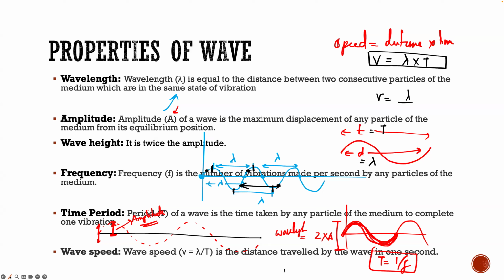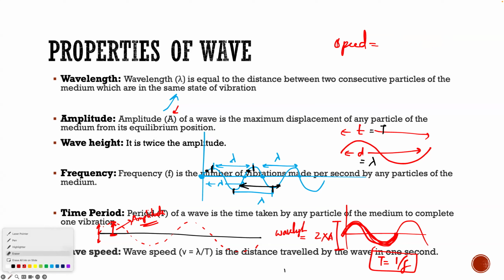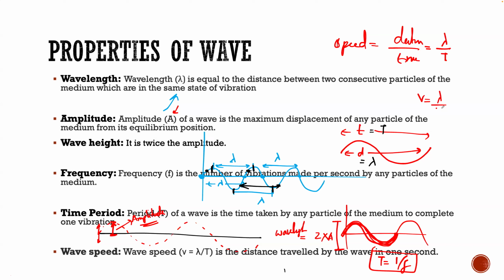Wait, I wrote a wrong formula for speed. Speed is distance over time. Since speed is distance over time, the distance traveled by one wave is its wavelength, and the time taken by one wave is its time period. Therefore, v equals lambda over T. And 1 over T is frequency, so we can write it as lambda times f. That's the formula for wave speed.